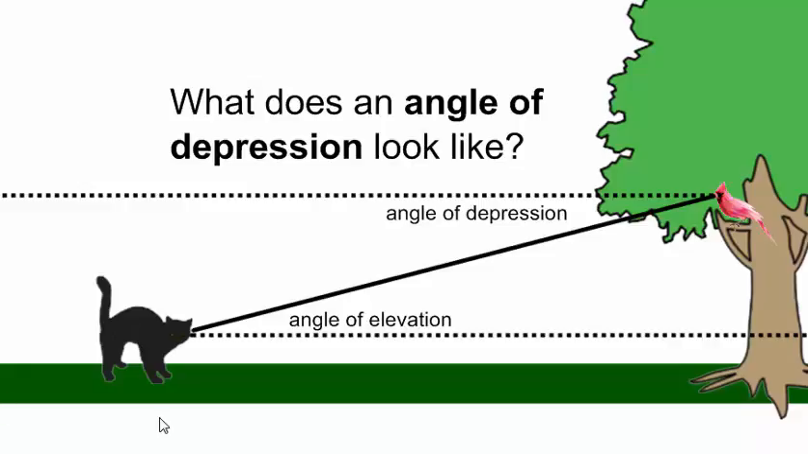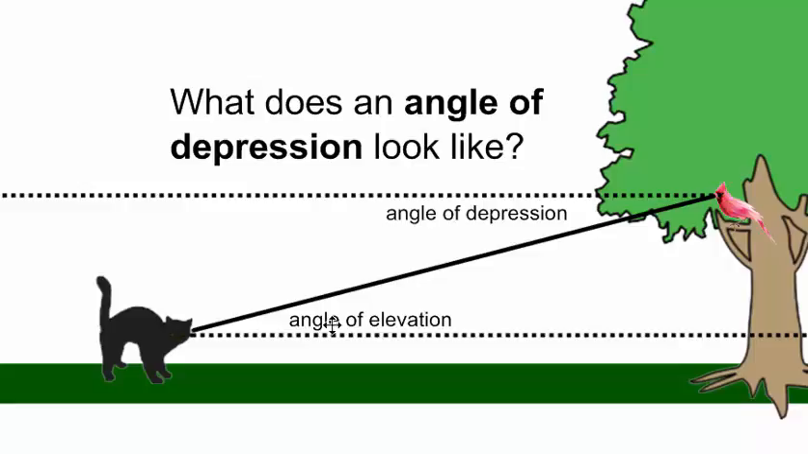Okay, then if we draw a line of sight between the bird and the cat, we've got an angle of elevation here from the cat's perspective, but also for the bird looking down from their line of sight, an angle of depression as well. What do you think would be true of these two angles in particular, since their line of sight for both animals is horizontal? What do you think is true about these two angles?